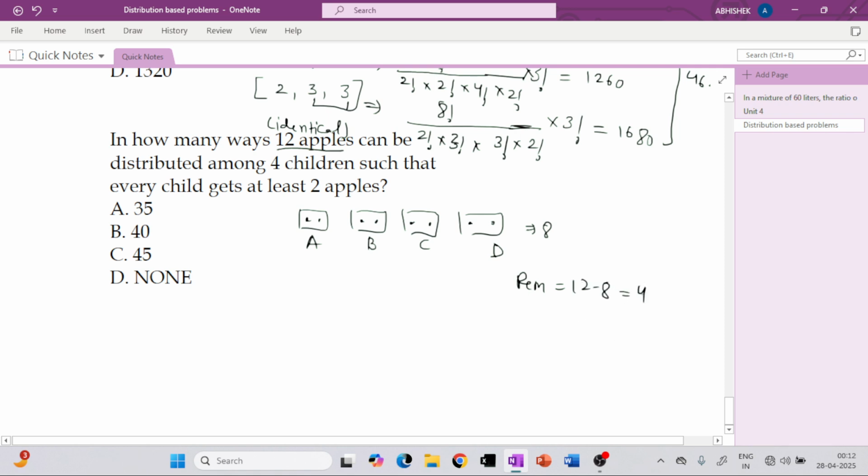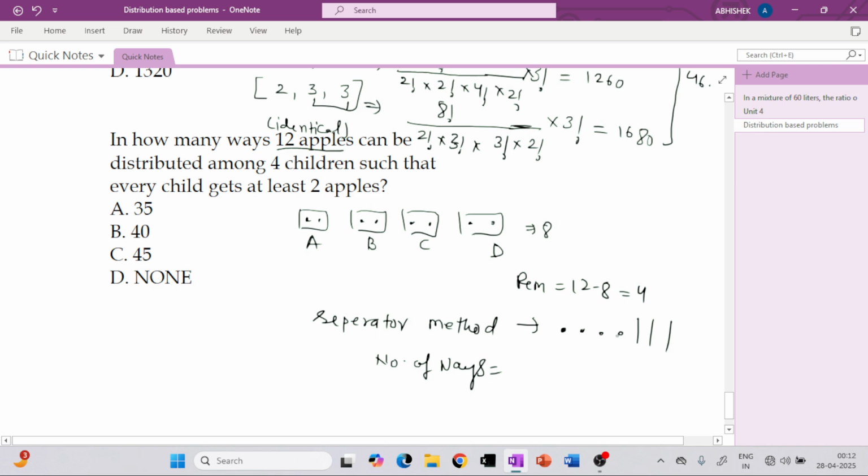So now we have to distribute these 4 apples among 4 children. We will use the separator method here. Separator method means 4 identical apples, and we have to divide them into 4 parts. Anything can be divided into 4 parts just by using 3 cuts.